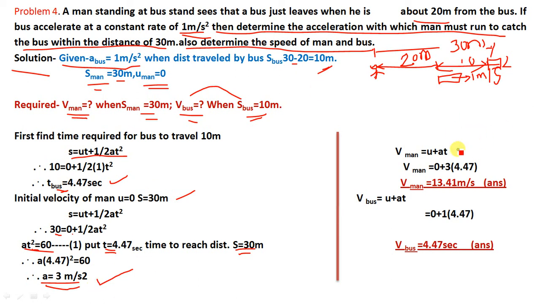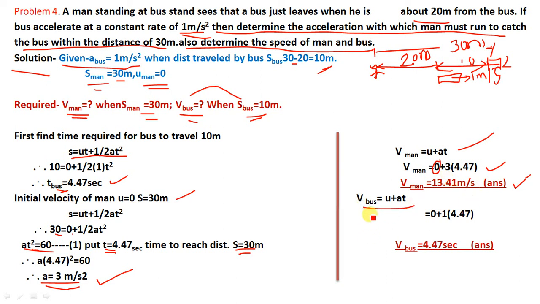Now the acceleration is known. Now we have to find out the velocity of the man. v is equal to u plus at. Initial velocity of the man is 0, a is 3 meter per second square and time is 4.47. So from that you will get the velocity of the man as 13.41 meter per second. He must run with a velocity of 13.41 meter per second to catch the bus.